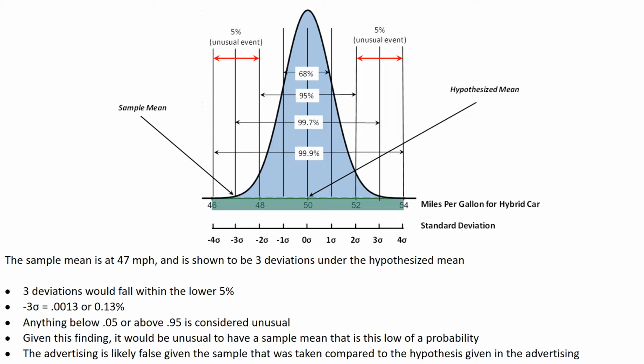Now remember, we talked about this in the last couple of chapters. Anything at 0.05 or above 0.95 is considered unusual. And our sample was 47 miles per gallon. So that falls at 3 deviations, which is right at the 99.7%. So it's only 0.3 on both sides, or 0.15 on each. So this is an unusual event, very unlikely to happen. So our sample of 30 cars says we probably shouldn't accept that it is 50 miles to the gallon. We found out with 30 cars it is 47 miles to the gallon.